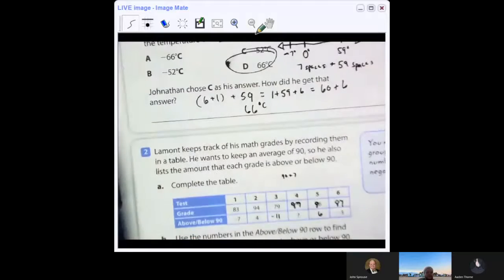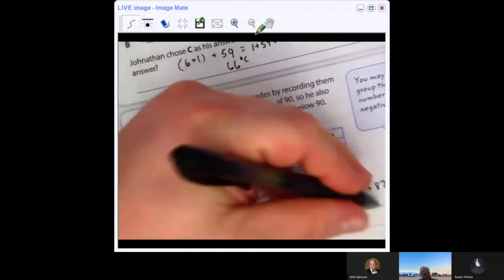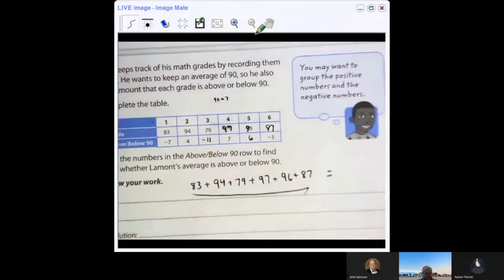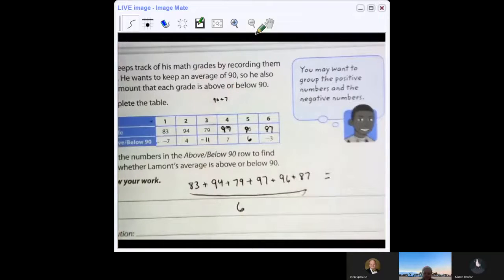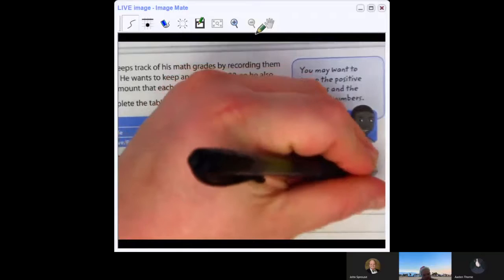I do believe that gives me 500 and something, but for the sake of time, I'm going to use the calculator. I was correct. We'll find out what that equals, and then you'll divide it by the amount of tests that he had. So we had 6, right? So if I were to divide that by 6, I would get 89.33%.